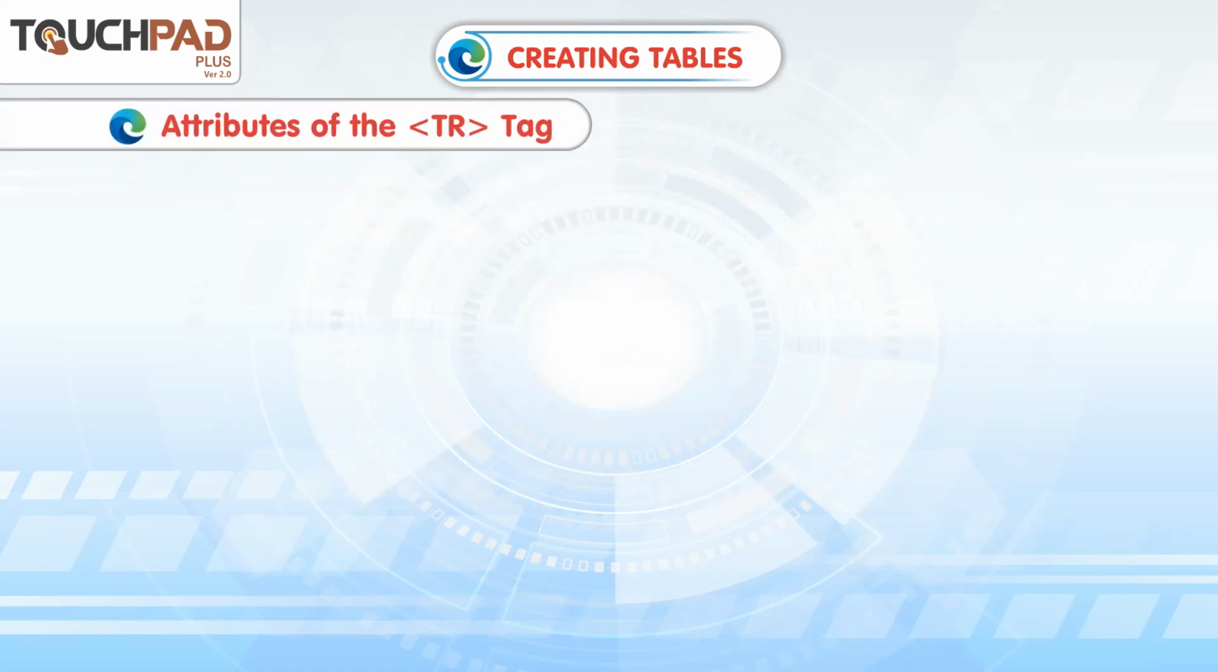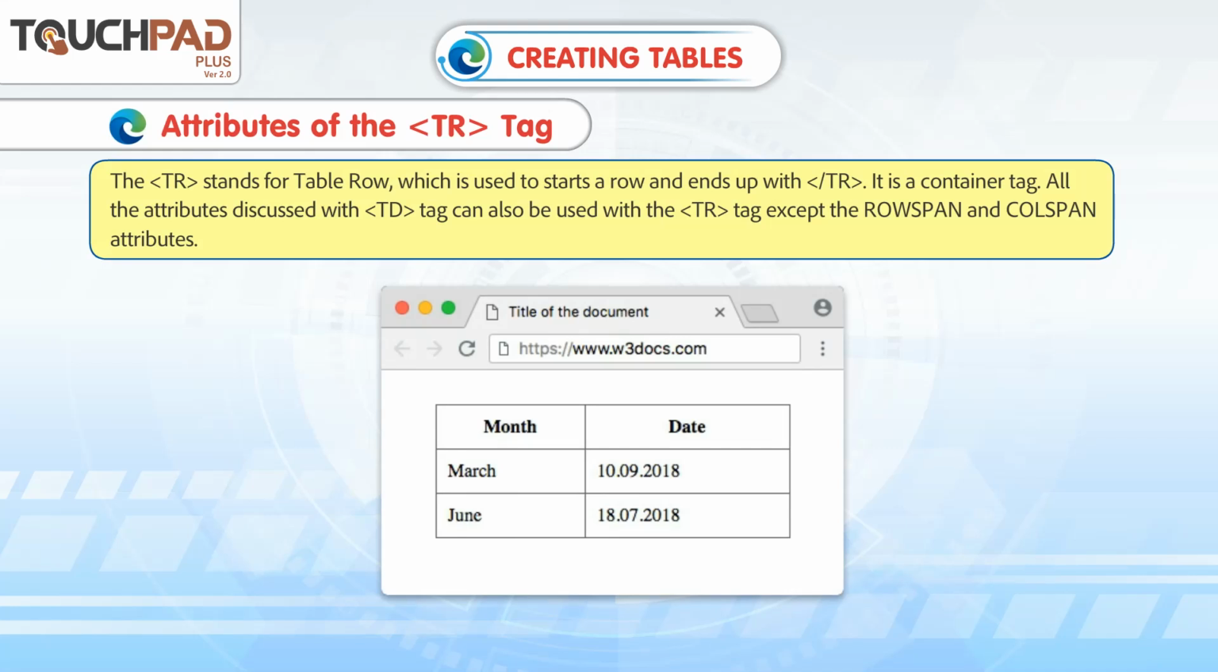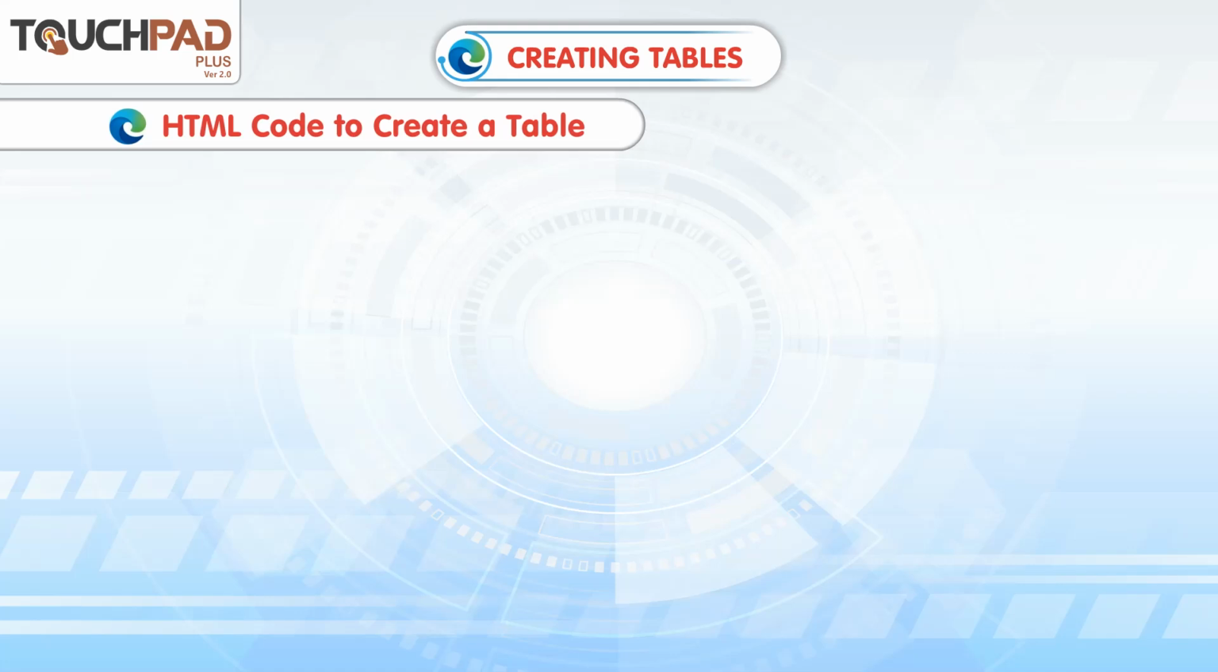Attributes of the TR tag. The TR tag stands for table row, which is used to start a row and ends with the close TR tag. It is a container tag. All the attributes discussed with the TD tag can also be used with the TR tag except the row span and col span attributes.